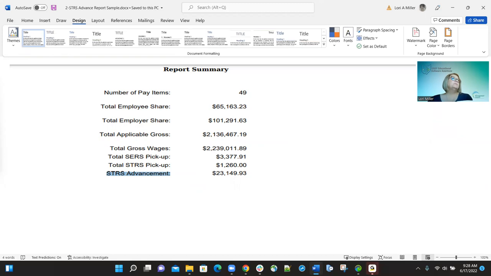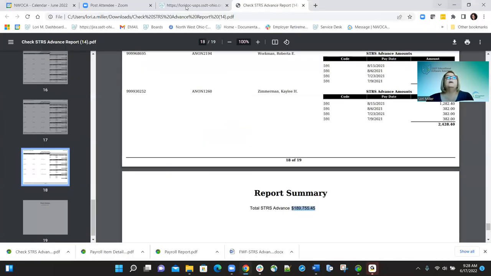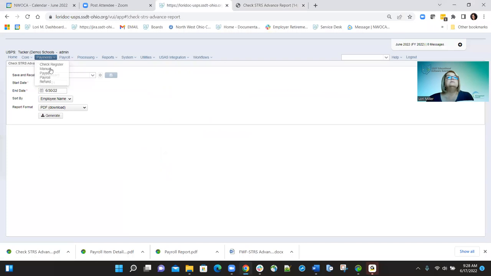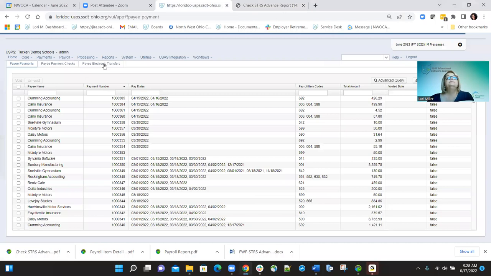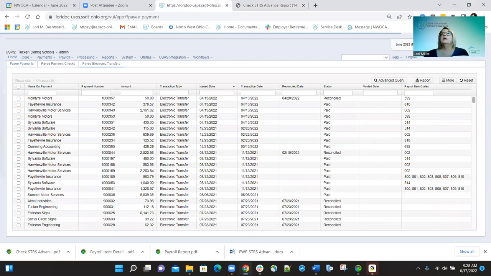And then to get total payables paid for the whole fiscal year, including the summer months, the district could go out to the payments, payee, and then the payee payment checks or payee electronic payments. So let me just go back here. So we could go to payments, go to payee, and depending on whether the district processes a check for STRS or if they do it electronically, you could go in.